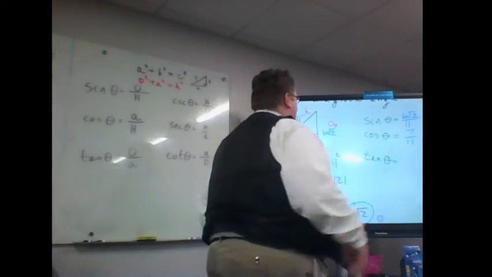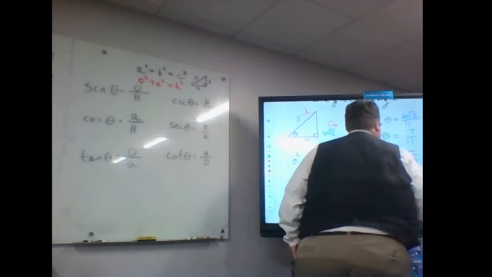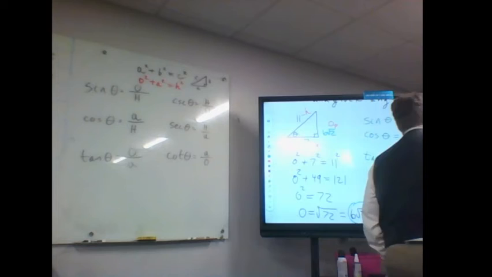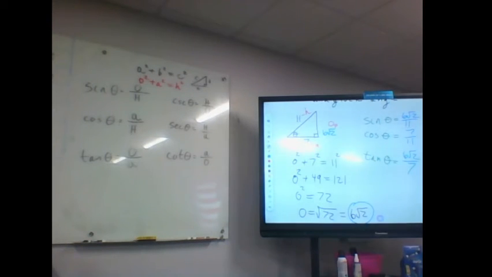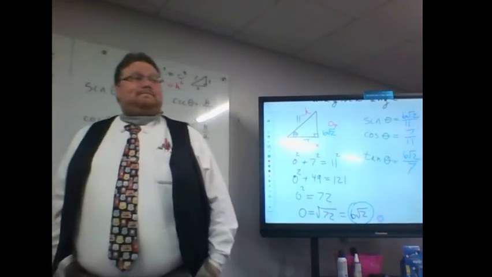Tangent is 6 square root of 2 over 7. Very nice. Cotangent, the first version would just be the flip of it. So 7 over 6 square root 2. And the other one is 7 square root of 2 over 12. Well done. Very nice. These are the 6 trigonometric ratios.